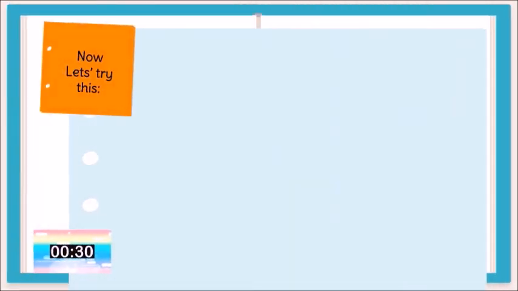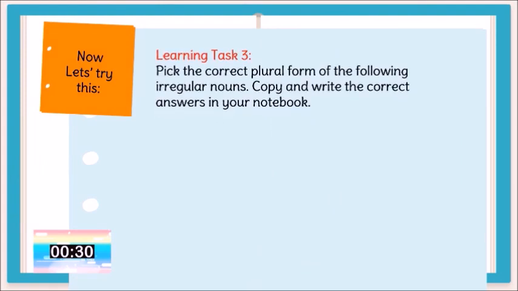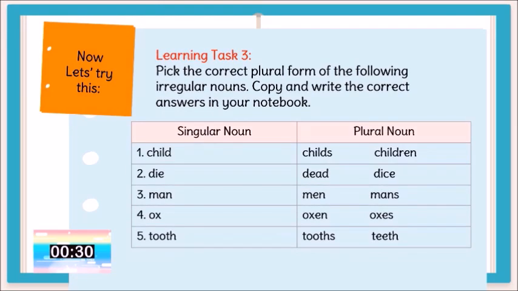Let us try to answer Learning Task 3. Pick the correct plural form of the following irregular nouns. Copy and write the correct answers in your notebook. Singular noun. Number 1. Child. Plural noun. Childs. Children.